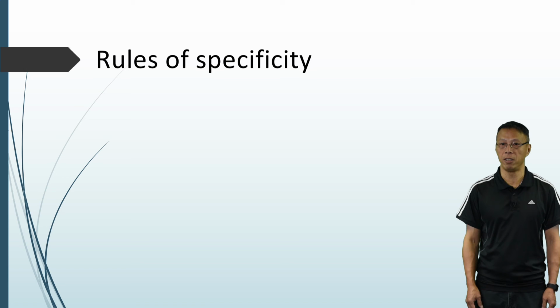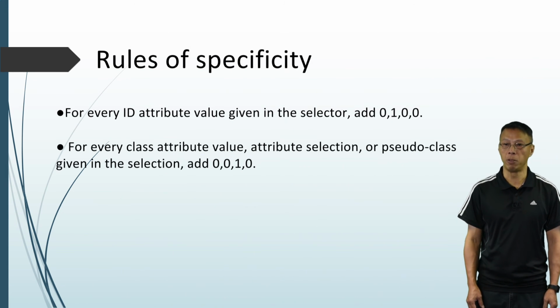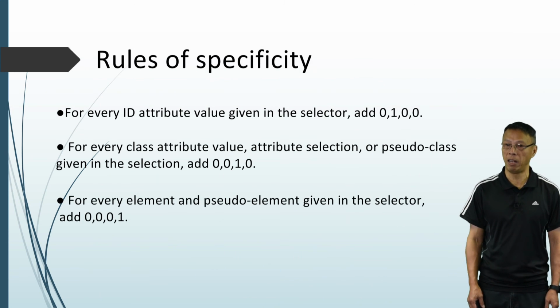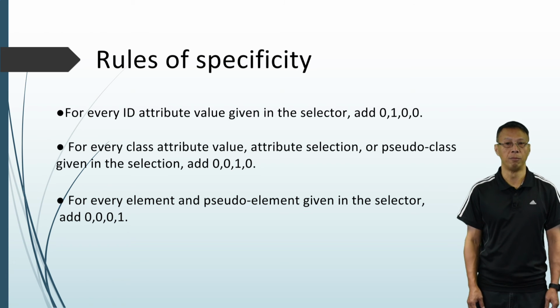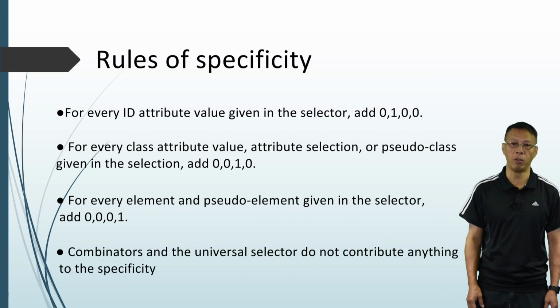There are a number of guidelines here. For every ID attribute value given in a selector, add 0, 1, 0, 0. For every class attribute value, attribute selection, or pseudo class given in the selections, we have 0, 0, 1, 0. For every element and pseudo element given in the selector, add 0, 0, 0, 1. Now, combinators and the universal selectors do not contribute anything to the specificity.